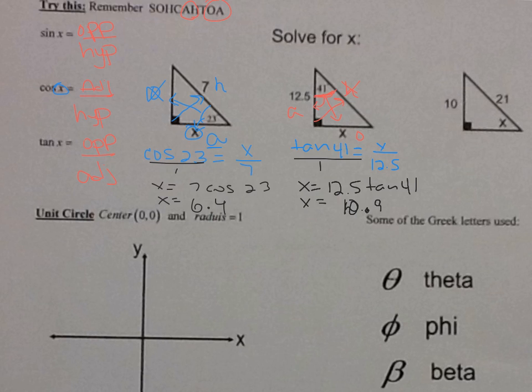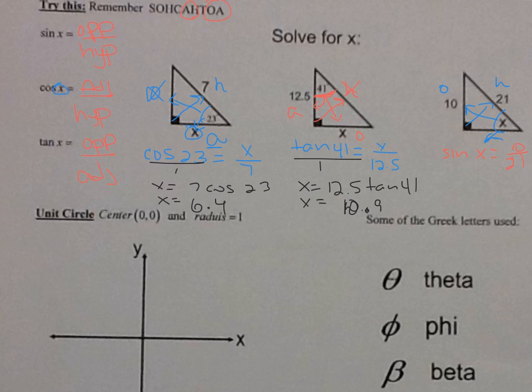10.9. Okay, and the last one over here on the side, we're going to label hypotenuse. Across from the angle would be opposite, and this side here next to the angle, which there's nothing there, is the adjacent side. So which one uses opposite and hypotenuse? That would be sine. So I have sine x equals opposite over the hypotenuse, which is 21.